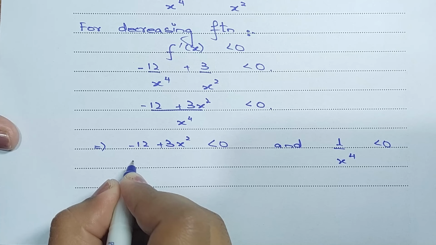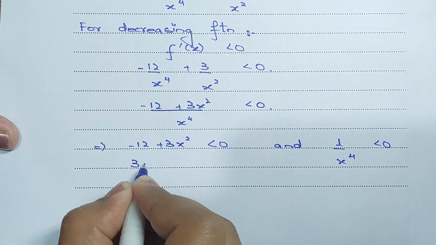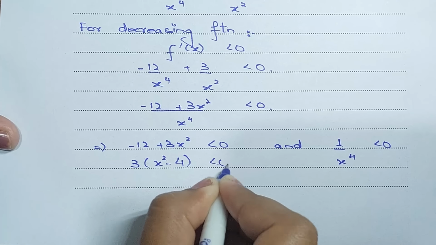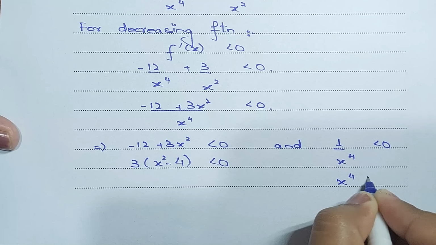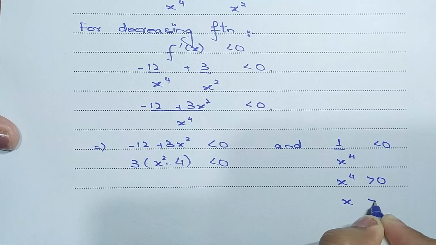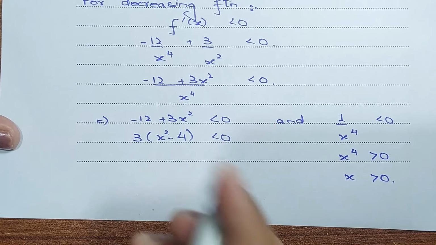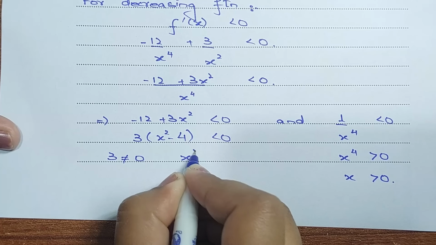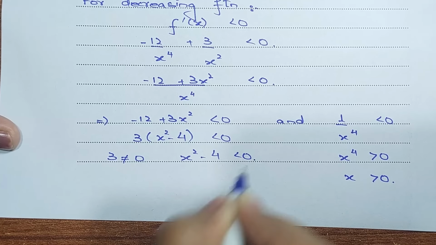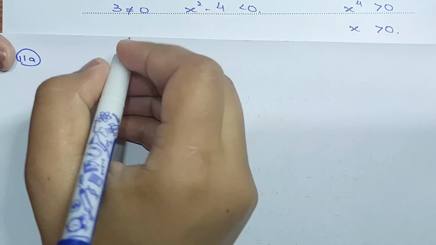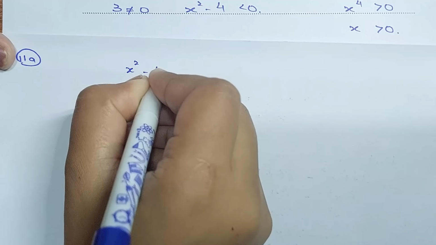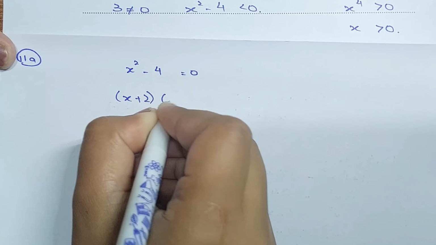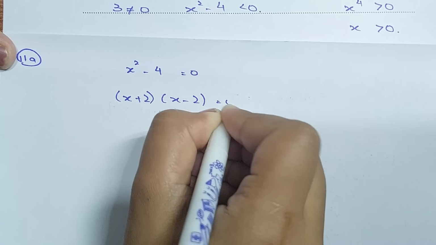So from here we can take 3 common. So x square minus 4 is less than 0, or we can say x to the power 4 is greater than 0, or x should not be 0. And from here 3 is not equal to 0, so we can say x square minus 4 is less than 0. Now let me simplify. x square minus 4 is equal to 0. So the factors are x plus 2 and x minus 2, equal to 0.